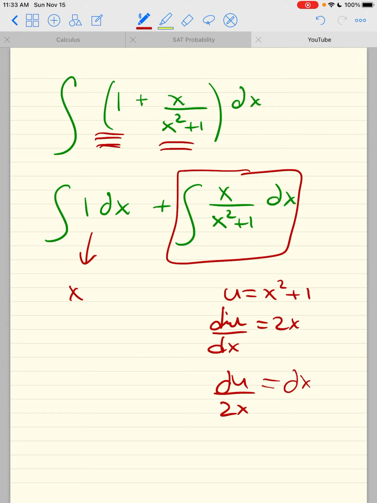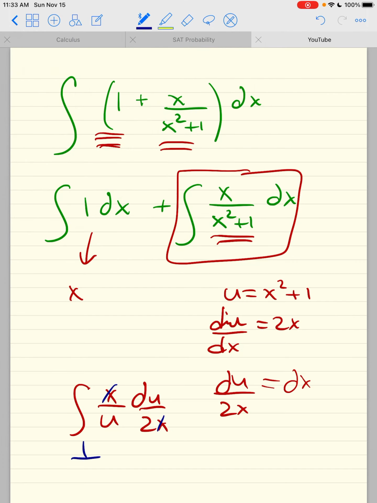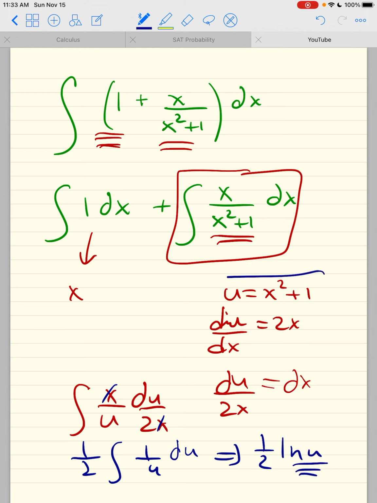And then you're just going to substitute that. And you're going to say x over, this was your u, du over 2x. These cancel out. You're left with 1/2 1 over u du. That's going to be 1/2 ln of u. Remember that u is x squared plus 1. So your final answer is x plus 1/2 ln of x squared plus 1 plus c.